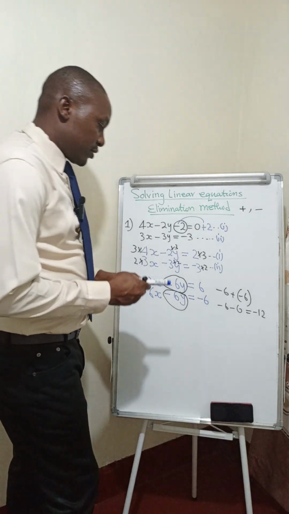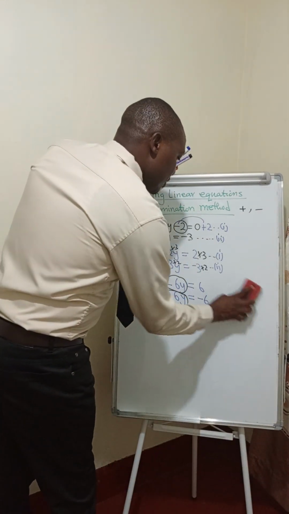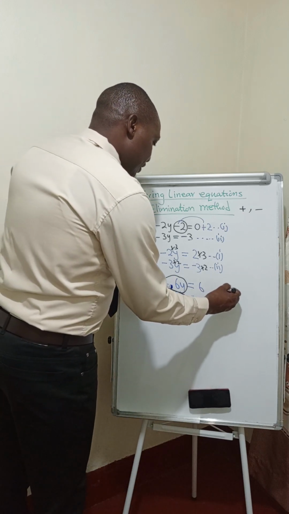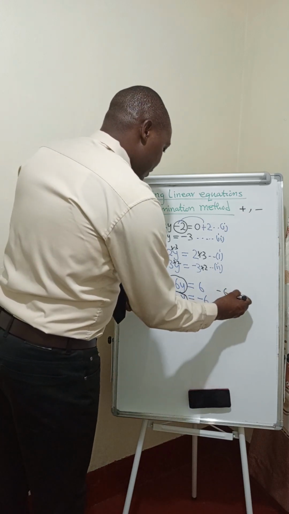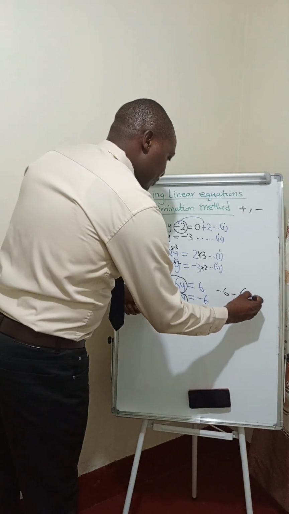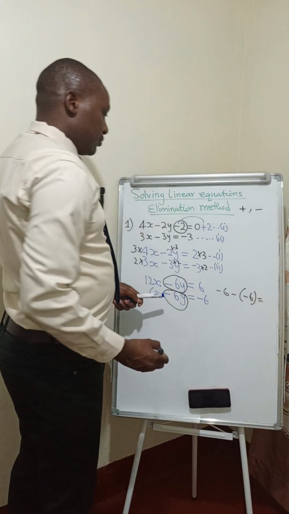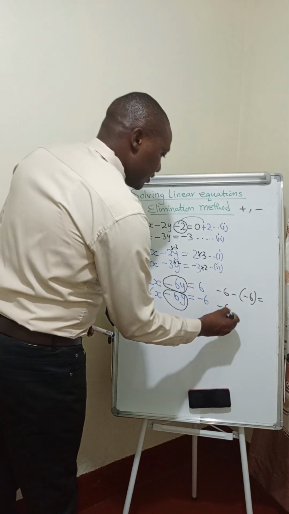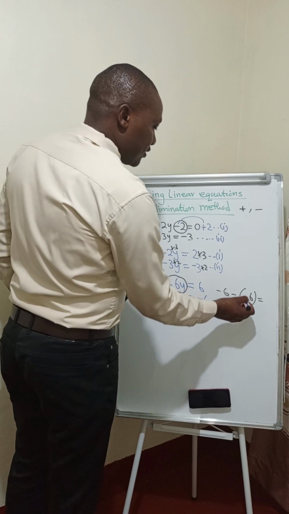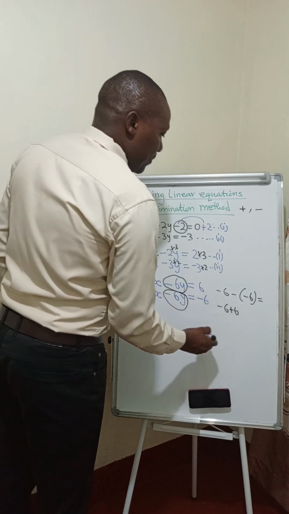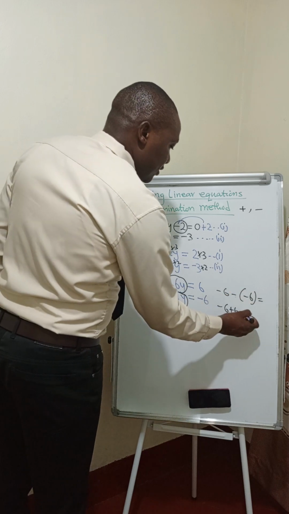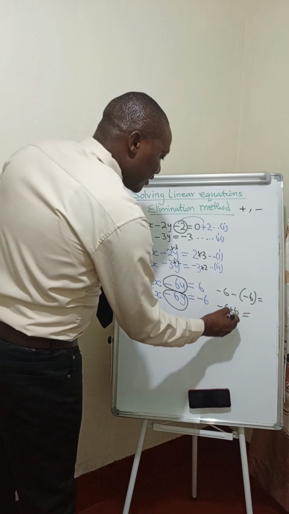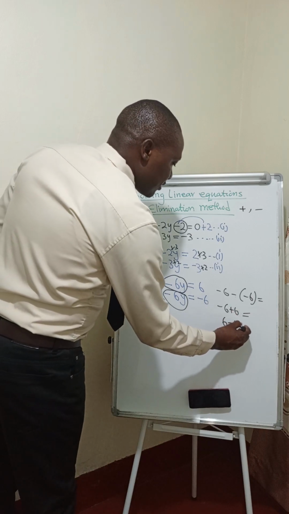Let's try subtraction. We are going to have negative 6 minus negative 6. What are we going to have here? Negative times negative, you'll get positive, now positive 6. Negative 6 plus 6 is like plus 6, negative 6. You'll get 0.